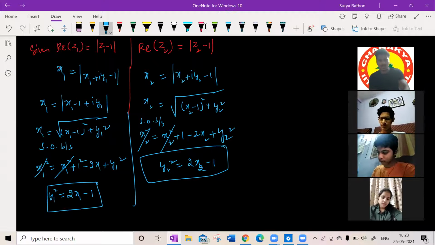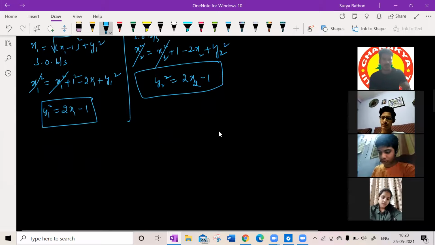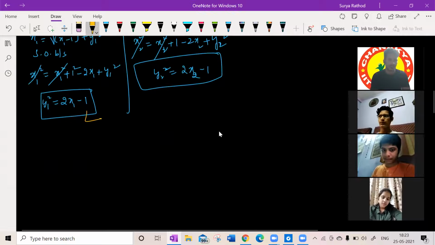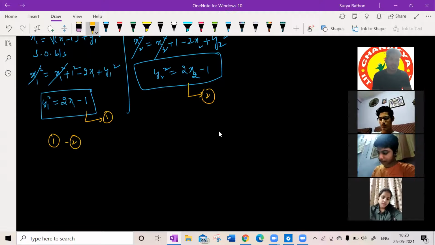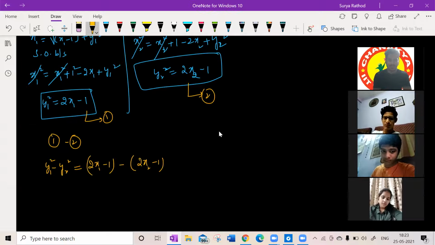So look at this here. Now let us take this as my equation number 1, and this let me take as equation number 2. So 1 minus 2, if I do so, what I'm going to get here: y1 square minus y2 square is equal to 2x1 minus 1 minus 2x2 minus 1, isn't it?